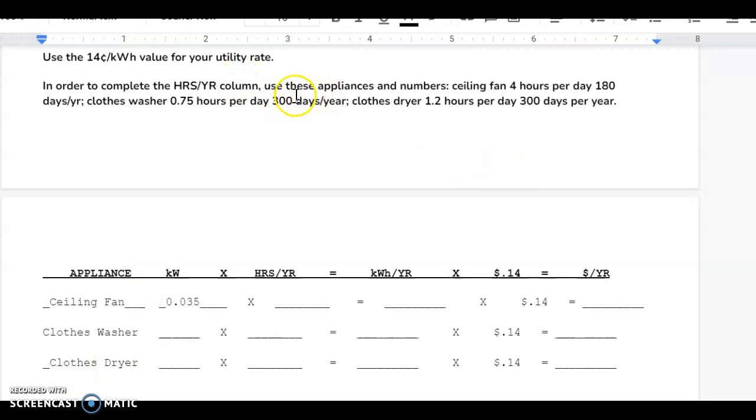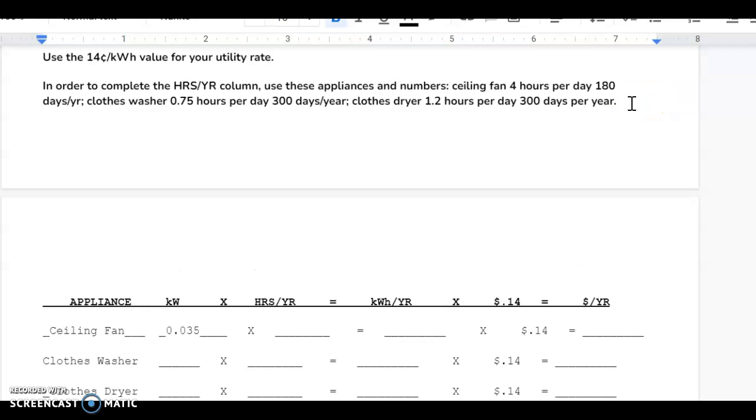And now it says to use for the hours per year column, which is next. These are the appliances and numbers. So the ceiling fan is going to be 4 hours per day, 100 days per year. Okay, so one way to look at this logically is to put in for the ceiling fan here. Let's just do a calculation.